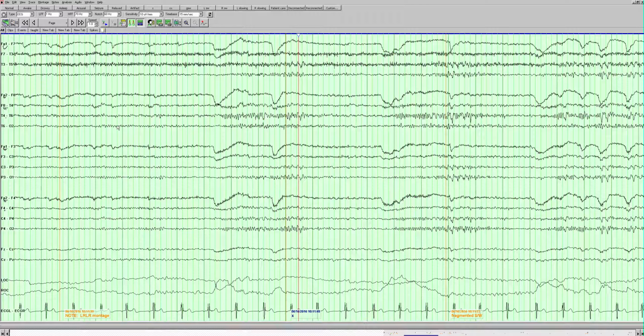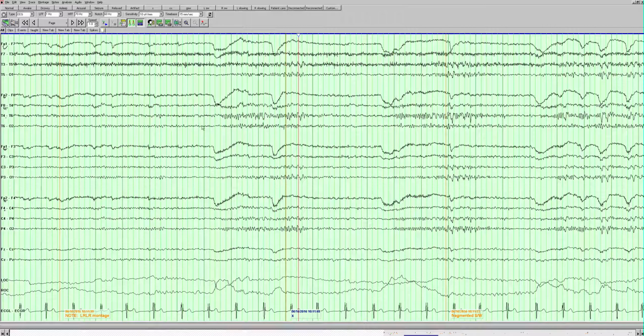And the other things we want to look at with the background are the organization. So we look at the frequency amplitude gradient. In this case, it looks normal. So we see a normal progression from faster activity in the front of the head to the slower activity in the back of the head. Here you don't see the amplitude gradient quite as much just because her background amplitudes are a little low. She's probably a little drowsy here, and that's why.